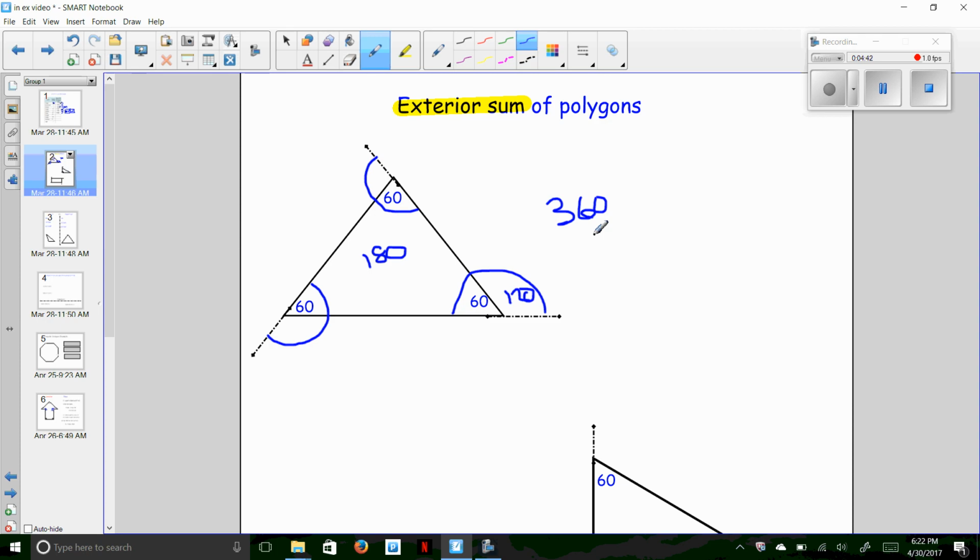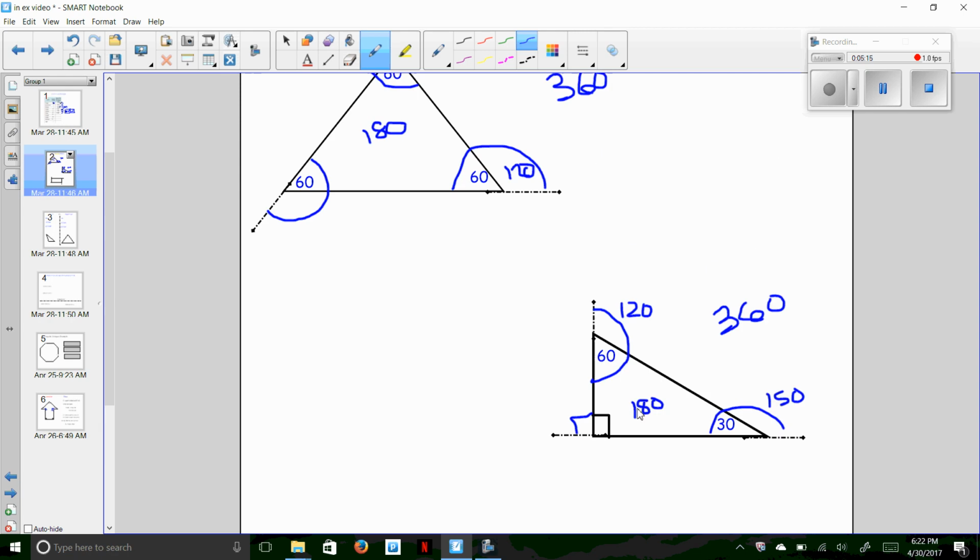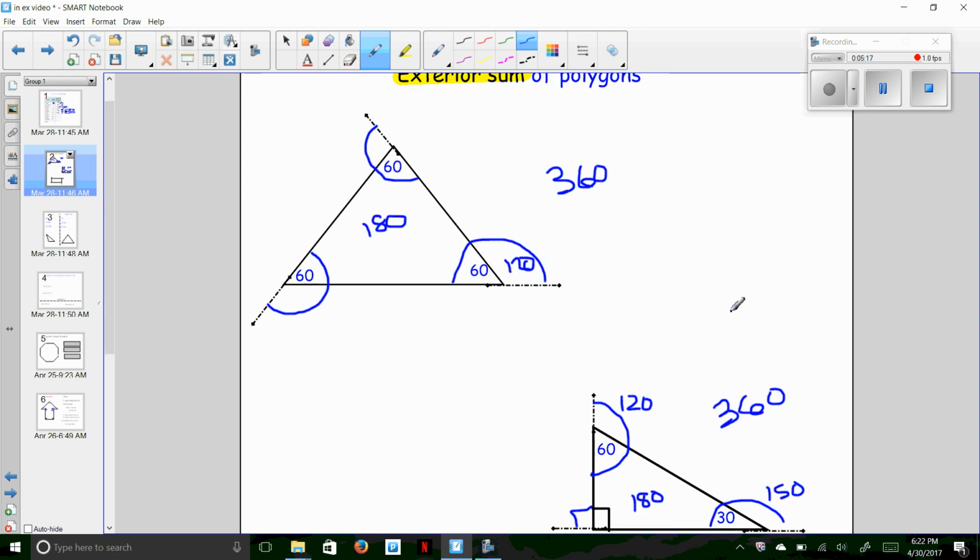Let's see if that pattern holds true here. Got a 30, 60, 90 right triangle. This one right here is another 120. So this one right here with a half circle here, this would be 150. And then we have a 90 here. So 180 inside, and 120 plus 150 plus 90 again is 360. So you might see a pattern that the exterior sum is doubling our interior sum so far, but let's look at a rectangle.